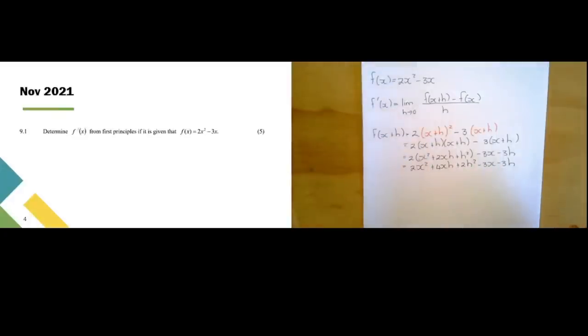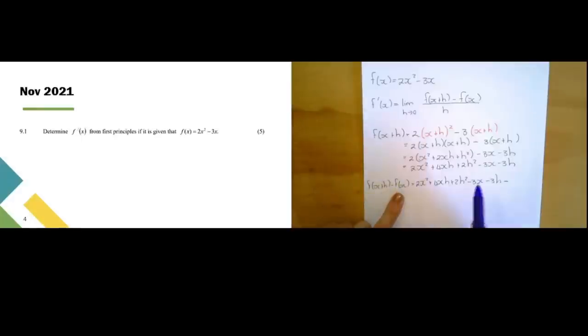What does the top of the fraction say? I've got to take f of x plus h and I've got to subtract f(x). So let's go do that. I just calculated f of x plus h. It was 2x squared plus 4xh plus 2h squared minus 3x minus 3h. What do I have to do? I've got to subtract. What do I have to subtract from it?